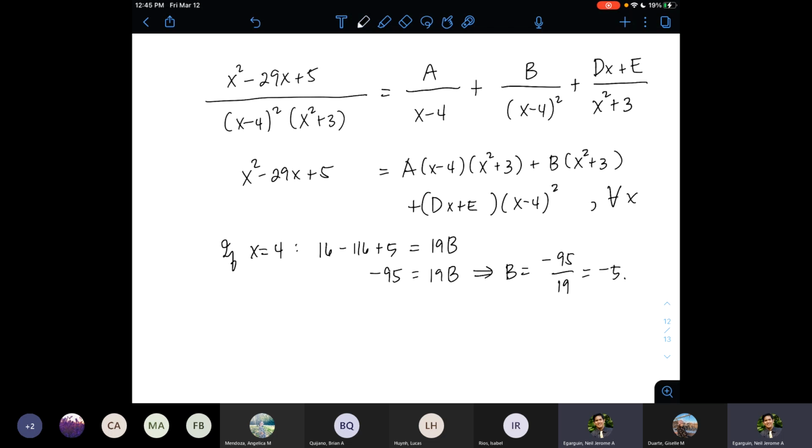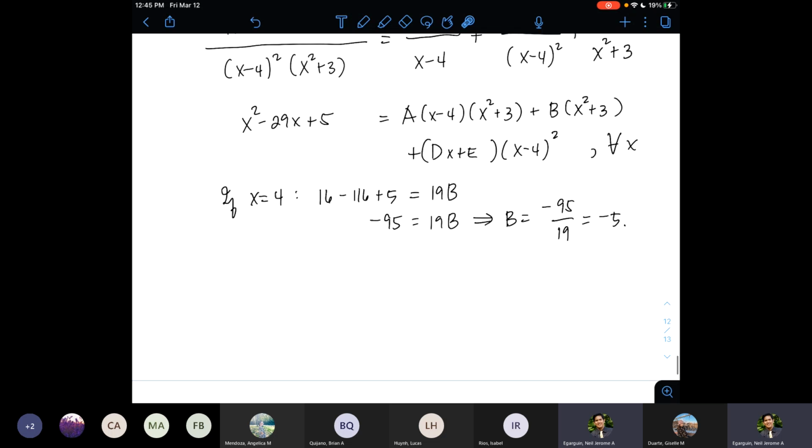And then if you look at the left-hand side, there doesn't seem to be any other convenient choice for x that will make the sum of the terms equal to 0. So you can start giving arbitrary values for x. That's fine. But let me show you another method.